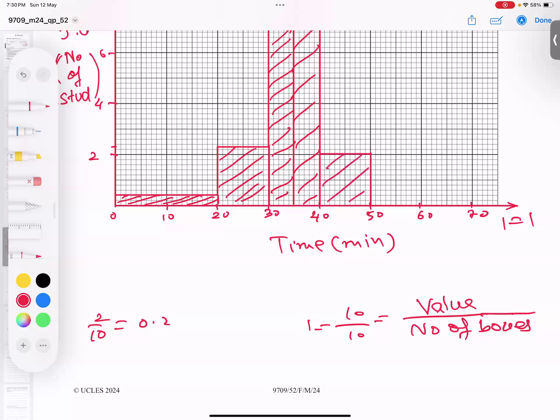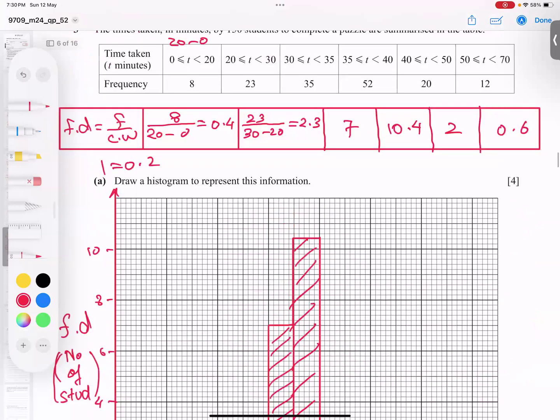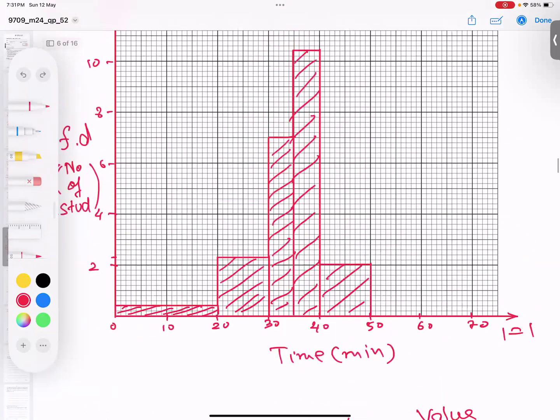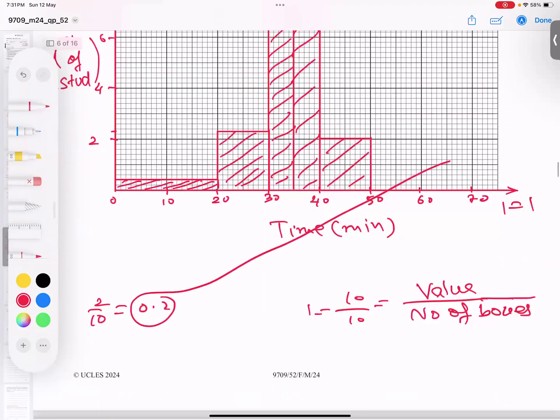Next column we have, students, the last one. 50 to 70, height is 0.6. 50 here, 70 here, and the point, what's again? 6. So 3 boxes. Why? 1 box is 0.2, 0.2, 0.2. 3 boxes. So these things, okay, done.